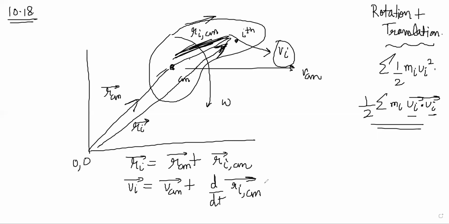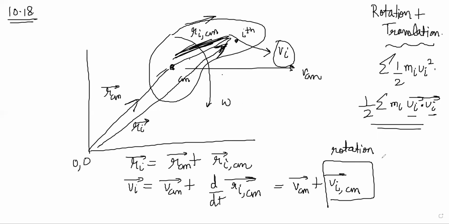So Ri comma CM now will become Vi comma CM. We should have written it like this: VCM plus Vi comma CM. Think about what this means. This means velocity of the ith particle with respect to the center of mass. Whenever you do velocity of some particle with respect to center of mass, technically you are assuming center of mass to be at rest. Basically, you calculate the difference between you and the center of mass. So that will basically mean just the rotation part.